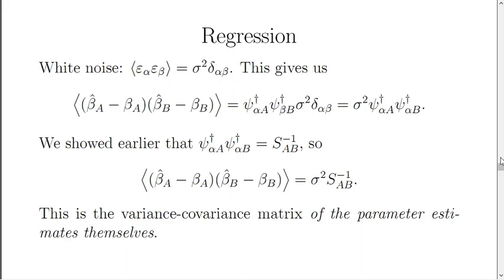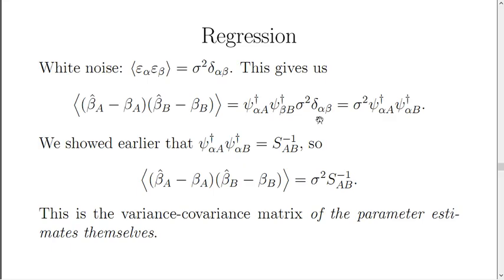If the noise is white noise, which is one of the assumptions behind least squares regression, then the expected value of the product of two noise values is variance times the Kronecker delta. The Kronecker delta is equal to 1 when the two indexes are the same. It's equal to 0 when they're not. This gives us that the expected value of the product of two parameter deviations is the product of dual trial vectors times the variance times the Kronecker delta.